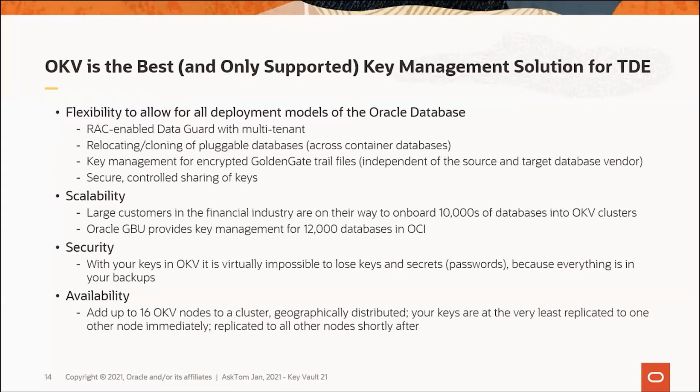As I said earlier, we provide key management for encrypted Golden Gate files, and this is independent of the database vendor. And we provide secure and controlled sharing of keys. So if I need multiple databases to have access to the same key material, I can do this very easily by combining the endpoints that correspond to each database into an endpoint group, or I can create a wallet and make this wallet the default wallet for all those endpoints. That enables sharing of keys between those endpoints.